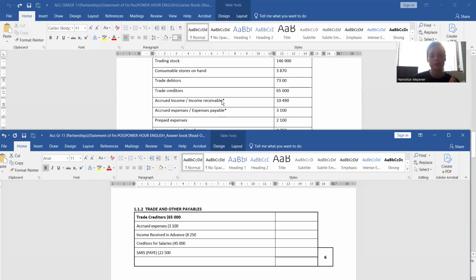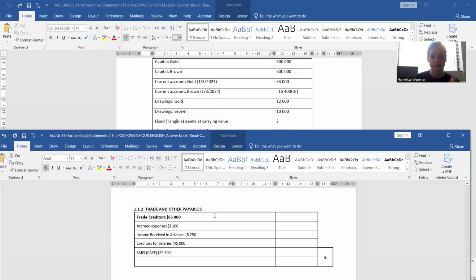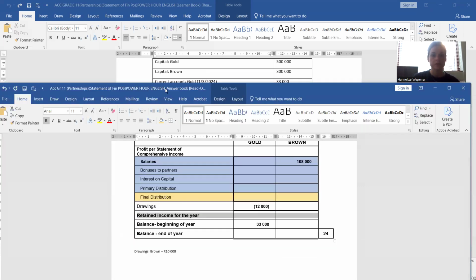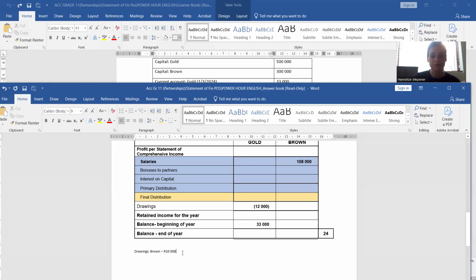Then if we want to now do our partners' current note, let's quickly look at the information that's relevant to this note. So we have capital for both of the partners. That is extremely important because we need to calculate interest on capital. So I'm going to say here capital. I'm going to say the one is for Gold. He is on 500,000. And then I also have Brown, and he is on 300, or she. I think it is a she.